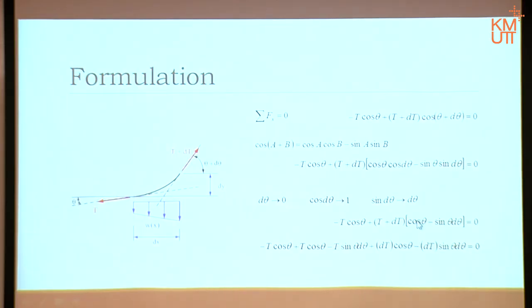Then T times cosine theta, that term. T times minus sine theta d theta, that term. And then dT times cosine theta, that term. dT times minus sine theta d theta, that term. Simple. Right? That one and that one become 0. That one stays, that one stays. That one, dT times d theta: dT is small, d theta is small, approaching 0, negligible. So in the end, we should have only these two terms left, and they are equal to 0.